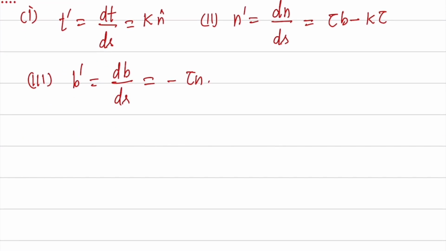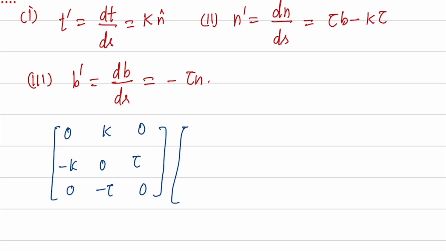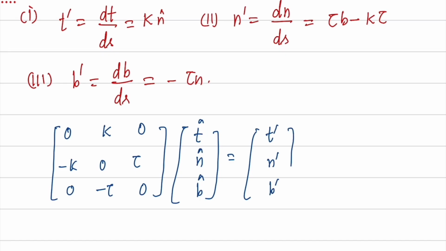Now here we mention one easy way to remember all these three. We construct a determinant with the first row as 0, curvature, 0, then minus curvature, 0, tau, then 0, minus tau, 0. Now multiply with t, n and b, which are the unit tangent vector, normal vector, and binormal vector, and equate them with their derivatives t dash, n dash, and b dash. Multiplying this matrix on the left hand side, this equation gives all the three Serret-Frenet formulae.